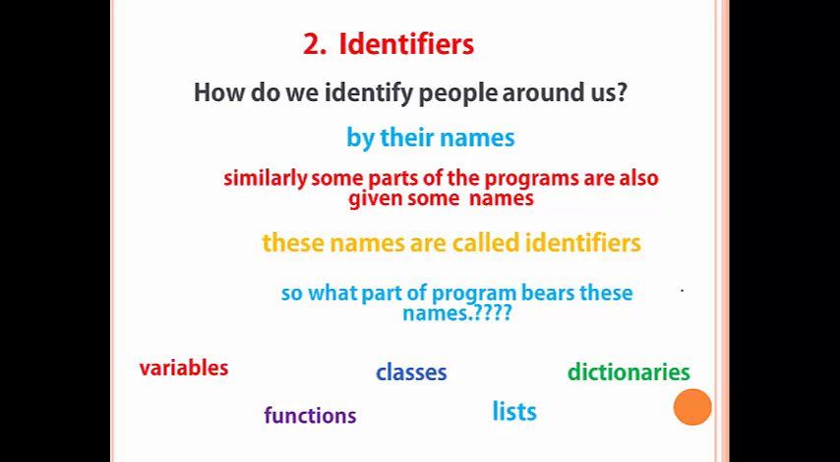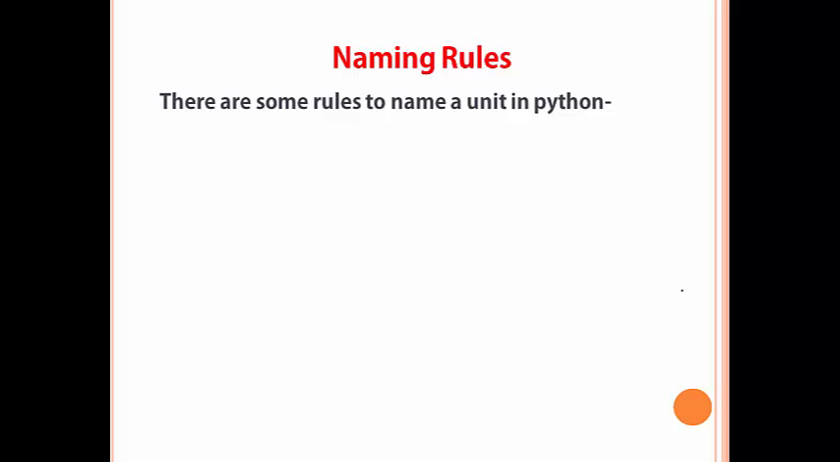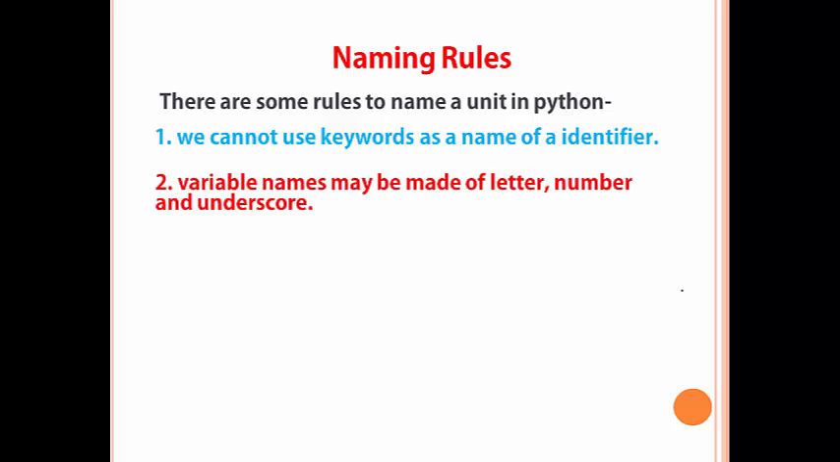So how can we give names to those elements? We'll learn a little bit about the naming rules. What are the rules to name them? There are some rules to name a unit in Python. We cannot use a keyword as the name of an identifier. If you want to name anything, you won't use the keywords that we have already learned. Keywords are reserved words, so we cannot use them as identifiers. A variable name may be made up of letters, numbers, and underscore. These three things you can use: number, letter, and underscore.